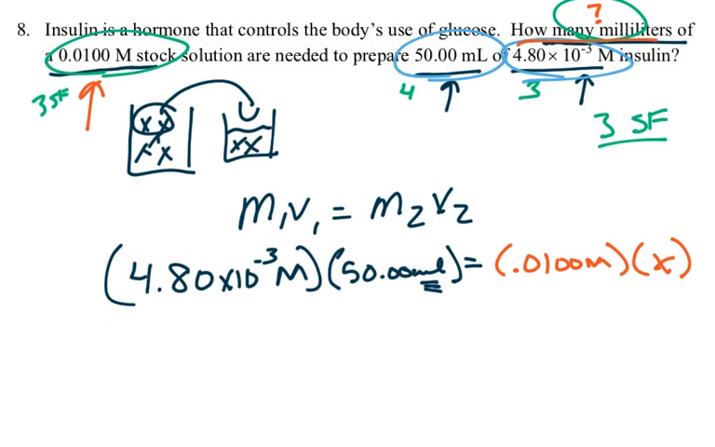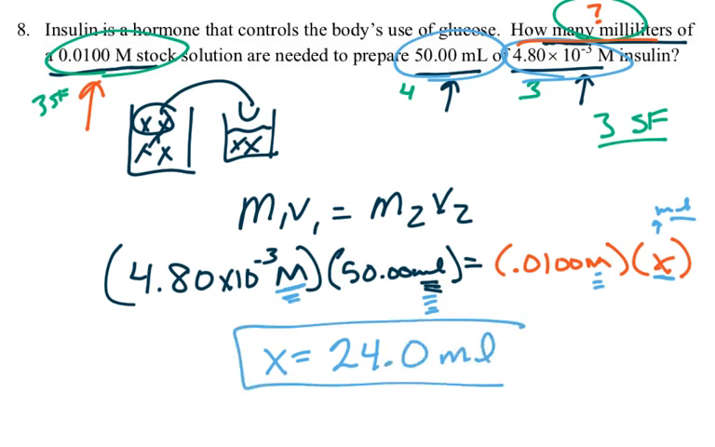Okay. Again, just to reiterate, this is in molarity. This one's in molarity. Same unit. This one is in milliliters, so that means this one will be in milliliters. That's what the answer will be in, all right? All you have to do is solve for X here. You should get X equals 24.0 mils. Okay, 3 sig figs.